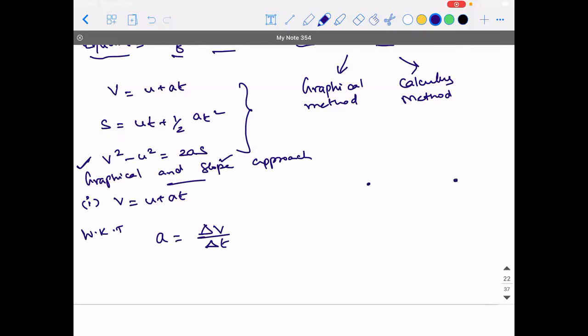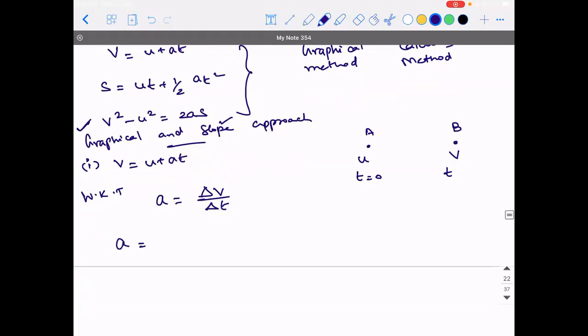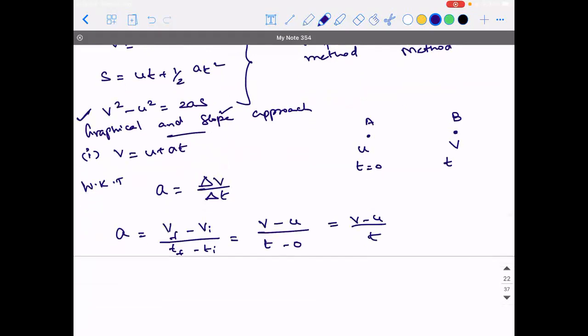So when you're moving from point A to point B, let's say the initial velocity of the object is u, the final velocity is v. Okay, and let the time here be 0 and the time here be t. So A is equal to, can I write it as v final minus v initial divided by t final minus t initial? So what is v final? V minus u divided by what is t final? T minus 0. So v minus u divided by t is A.